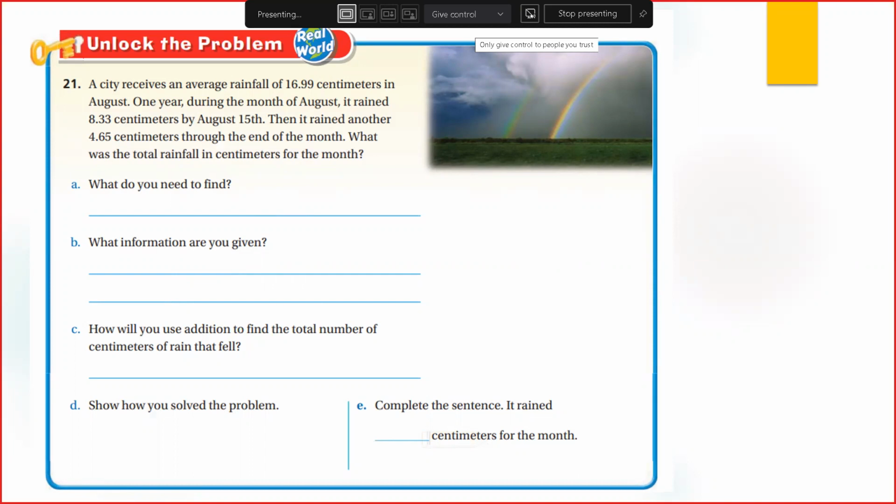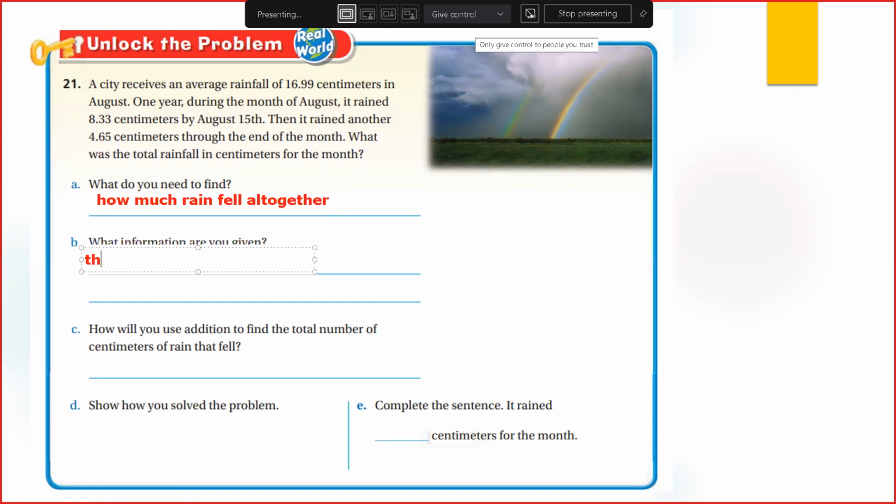What do you need to find here? What do you need to find? You need to find how much rain fell all together. Okay, so you need to find how much rain you have. Now, what's the information you have?